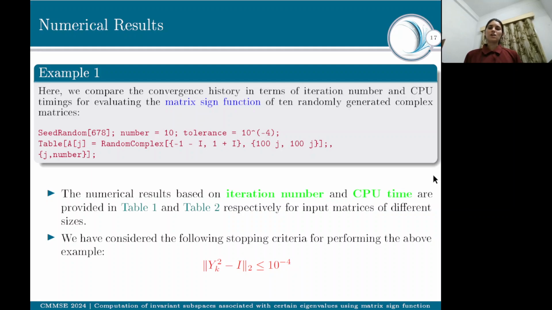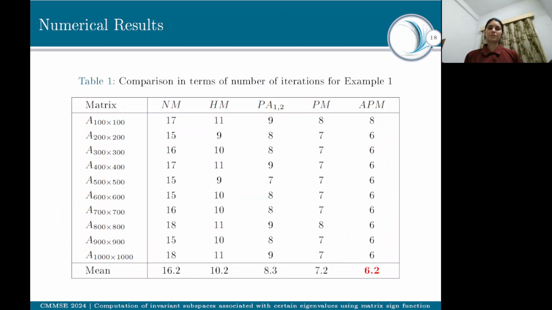So here are the numerical results. We have considered some randomly generated complex matrices of different sizes in Mathematica, and we have compared the results based on iteration number and CPU time that are provided in these tables. So we can easily check that our proposed method has a lesser number of iterations as compared to Newton's method, Halley's method, or Padé iterations, Padé iteration of order 4 as well. So it is better, as the mean number of iterations is less than other methods. Also, the accelerated proposed method has even fewer iterations.